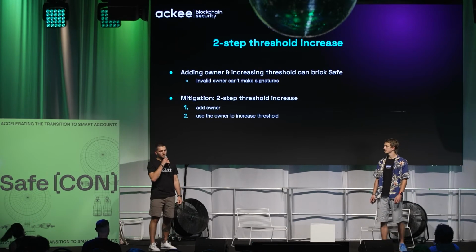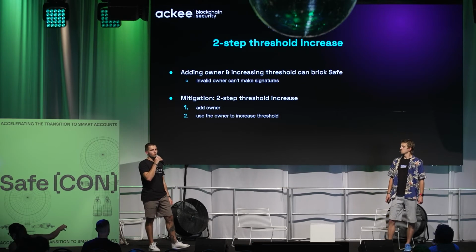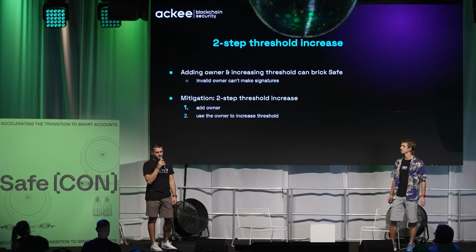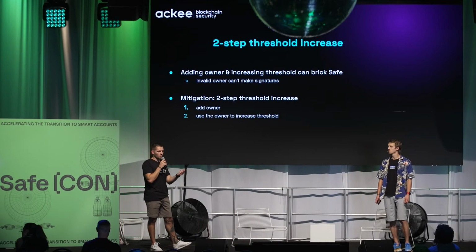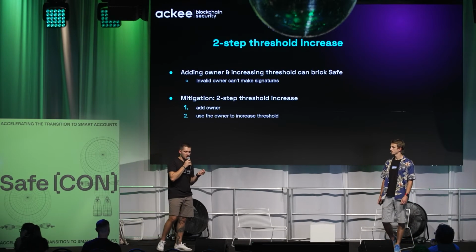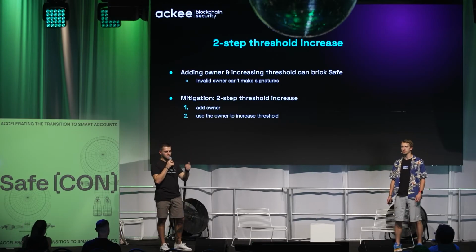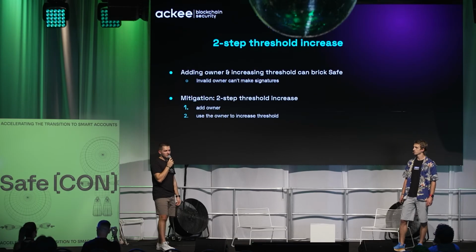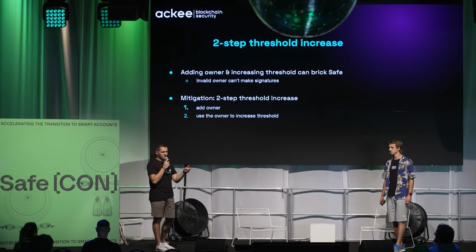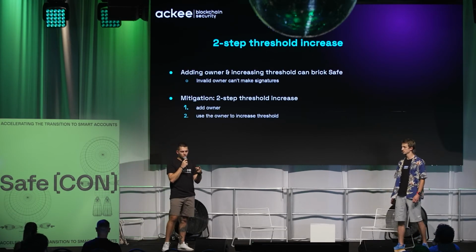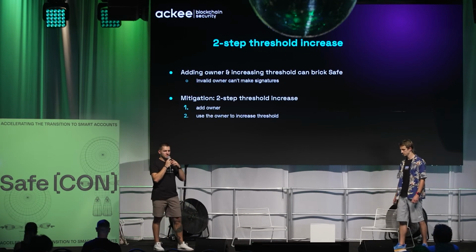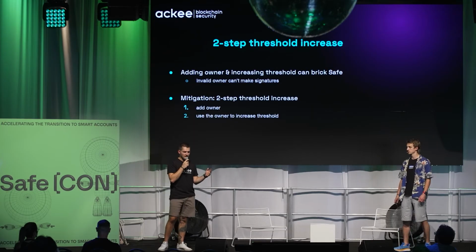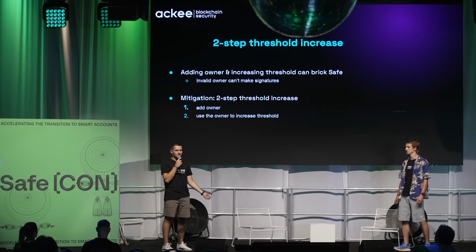Okay, this is a simple advice. As I said, if you have your own one-of-one multi-sig wallet and you want to increase the threshold and you want to add a new owner, Safe has a function that can do both these things in one transaction. But if you make a mistake, you put there a wrong address, and the threshold will be increased to 2, then your Safe is basically bricked because your second address is not working. It's some bad address.